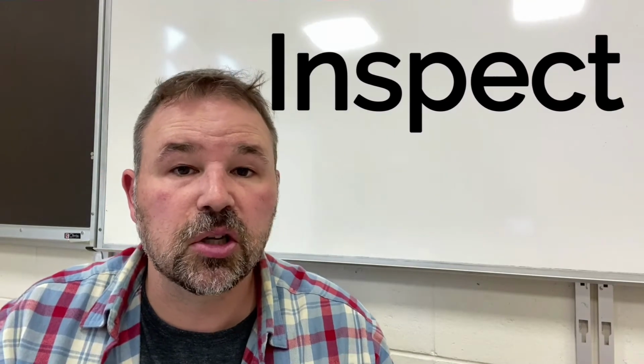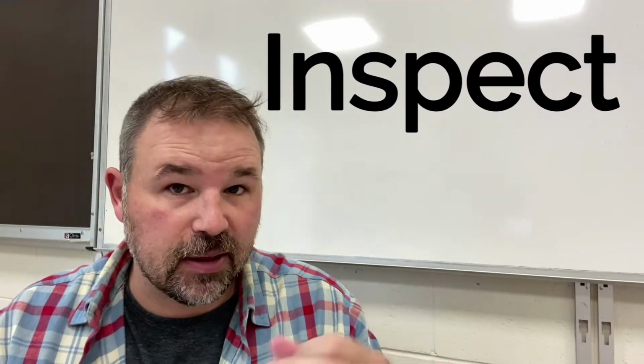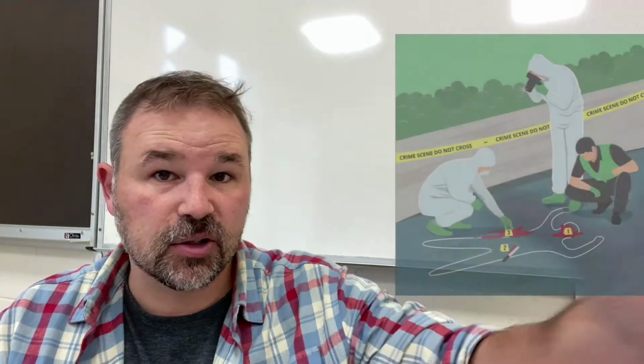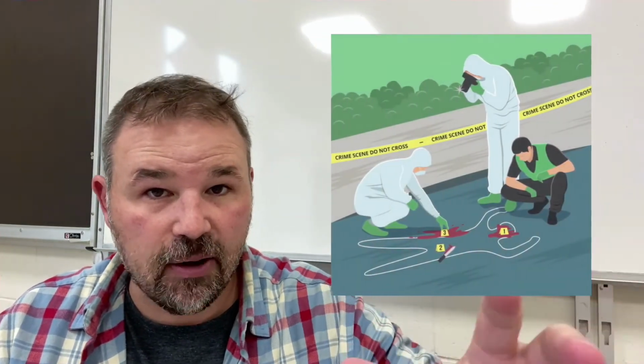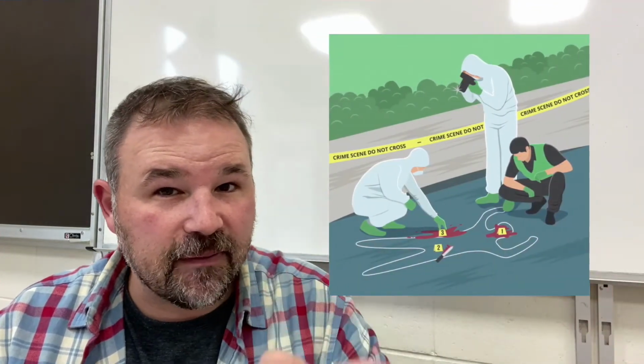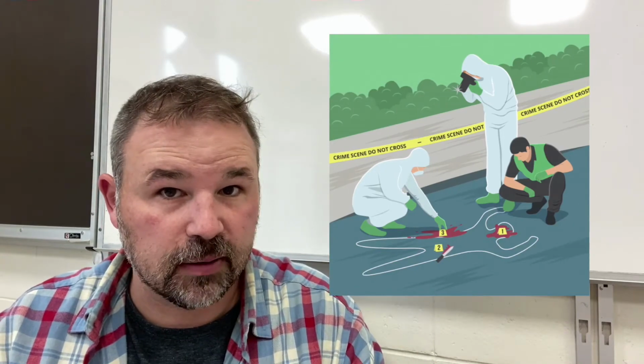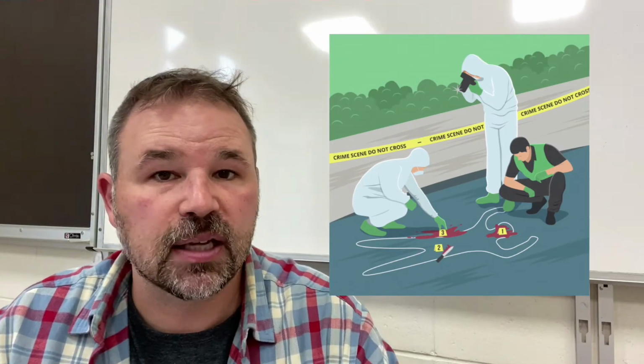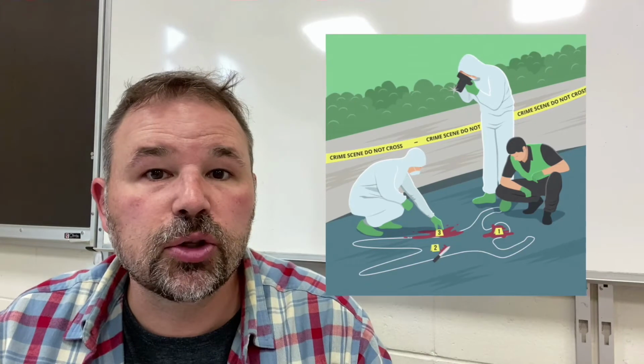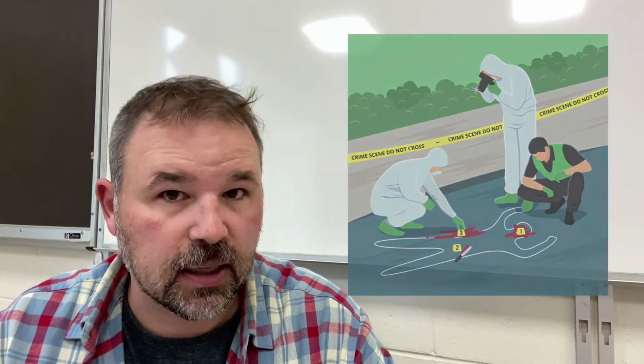Word number 2 is a verb, inspect, meaning to look closely at. So maybe those detectives, they're circumspecting the area, but maybe if they focus on one area that might have more evidence than the other, they will choose that area to inspect. They will focus on that area to look at.